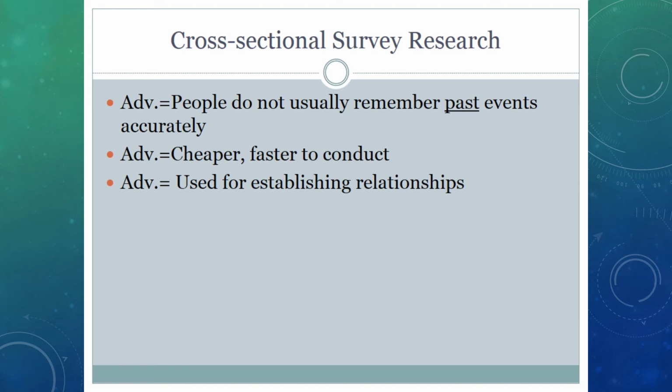Taking information from people at one point in time, normally pretty adjacent or close to when something has occurred, is probably more accurate. The longer away from a given point in time, the less accurate people are. Doing things cross-sectionally is going to be less expensive, much easier and faster to conduct your study if you're just sticking to a one point in time kind of technique.